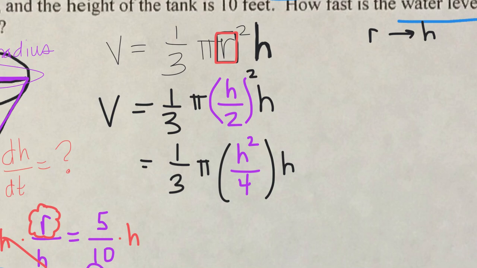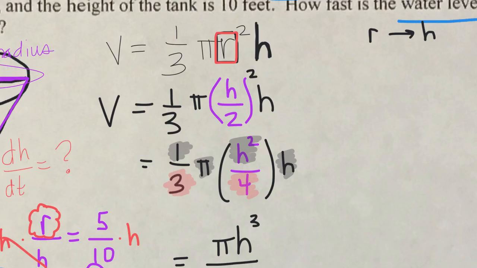So now let's multiply all of our numerators together. We have a 1 times a pi times an h squared times an h. That looks like it's pi times h to the 3rd power. And then I multiply my denominators together, so I have 3 in the denominator and I have 4 in the denominator. It means I have a denominator of 12. So here is my volume formula. The volume of my cone, in terms of its height alone, is pi times h cubed divided by 12.